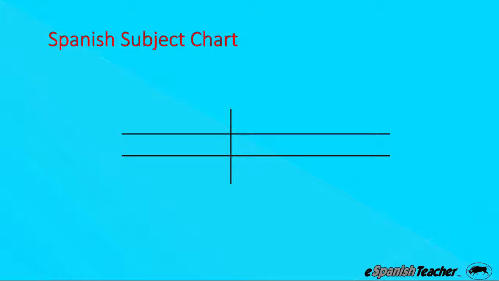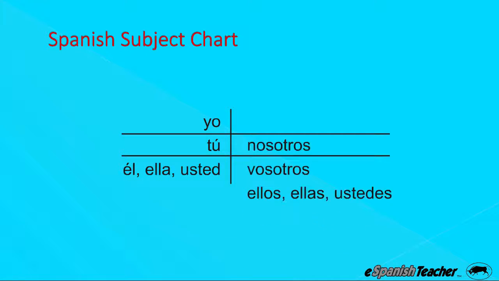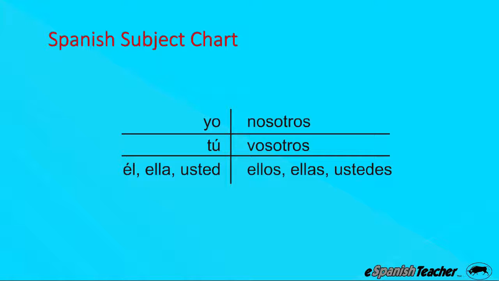Here's the Spanish subject chart with the Spanish subjects. There are 10 subjects in Spanish. Yo, tú, él, ella, usted, nosotros, vosotros, ellos, ellas, ustedes. These are the subjects we're going to be using as we start to conjugate verbs and create clauses in Spanish. So let's speak Spanish.